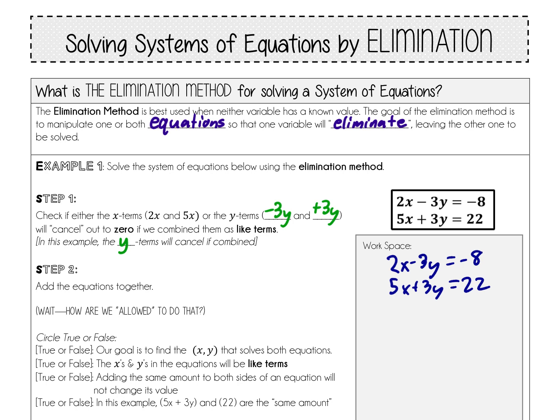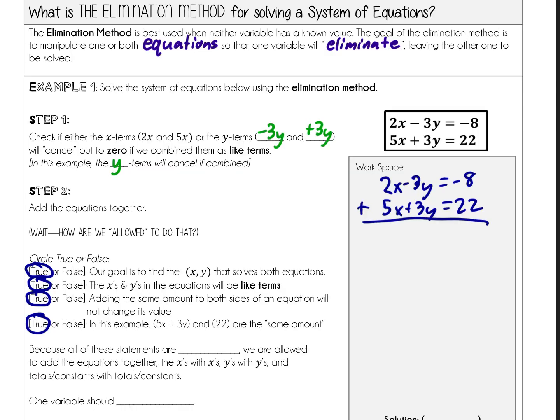You may be asking, how are we allowed to do that? Well, it's true that our goal is to find the xy point that solves both equations. The x's and y's in the equations will be like terms. We also know that adding the same amount to both sides of an equation will not change the value. In this example, 5x plus 3y and 22 are considered the same amount. Because all of these statements are true, we are allowed to add the equations together, the x's with x's, y's with y's, and totals or constants with other totals or constants. In the end, one variable should eliminate or cancel out.